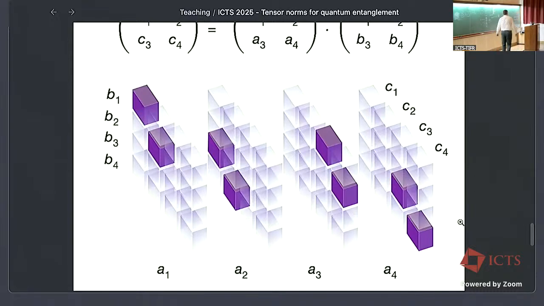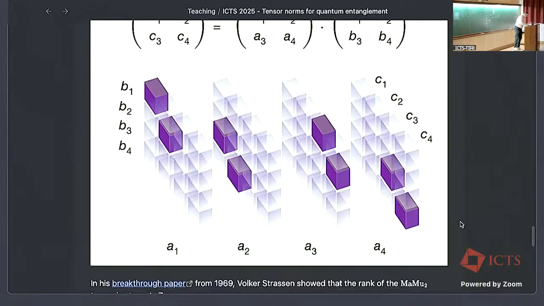Can I have everything on one page? That's the question. Okay.